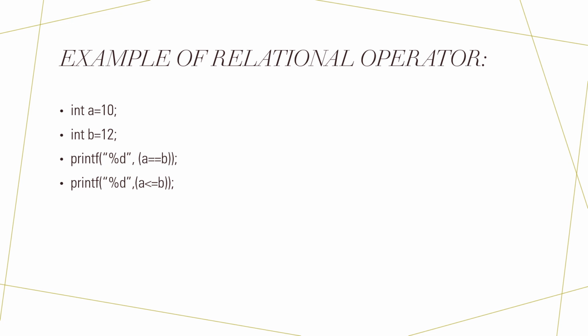On the other hand, considering the second printf, a is less than or equal to b. Here, 10 is less than 12. Not equal to, but yes, it is less than. So it is satisfying one of the two conditions of the relational operator. That means it's true. So the %d of printf should return a value 1. As you can see in the output, the first one is a 0 and the second one is a 1. So in this way, the relational operators work.